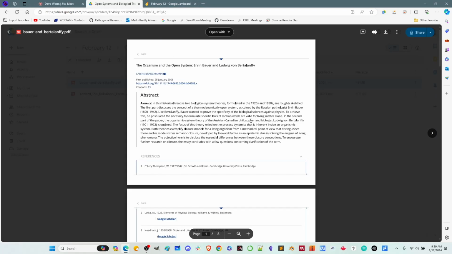So in the second part of the paper, the organismic system theory of the Austrian-Canadian philosopher Ludwig von Bertalanffy is outlined. The focus of this theory relied on the process dynamics that is inherent inside an organismic system. So they're talking about an organism and the processes inside an organism, and that it's an open system, so we can't model it as a closed system where the organism serves as the boundaries of the system. And so they get at some of these processes within the organism.